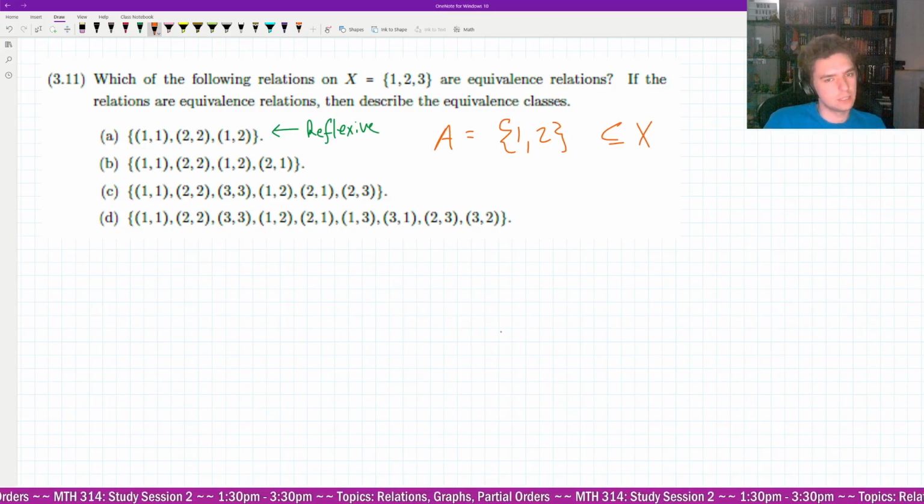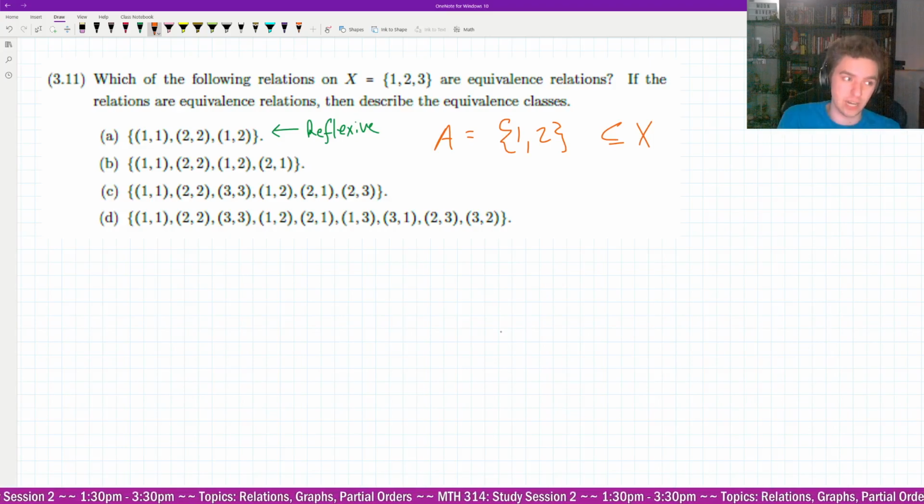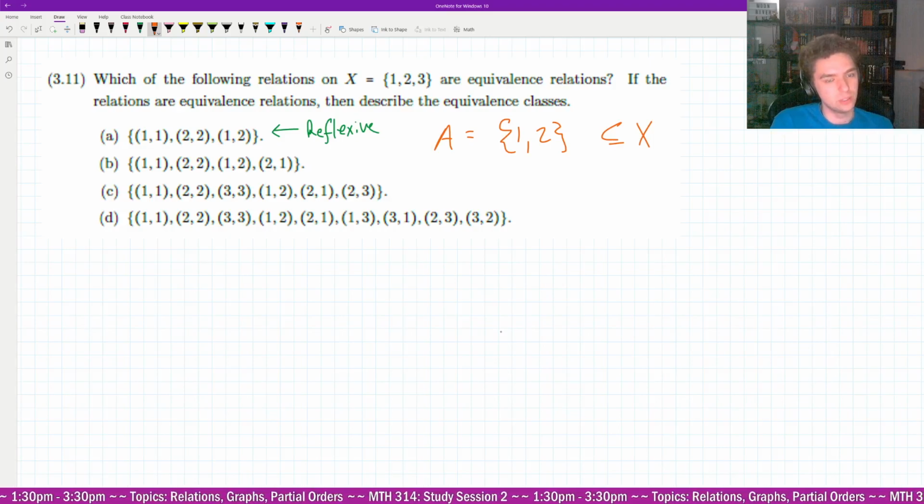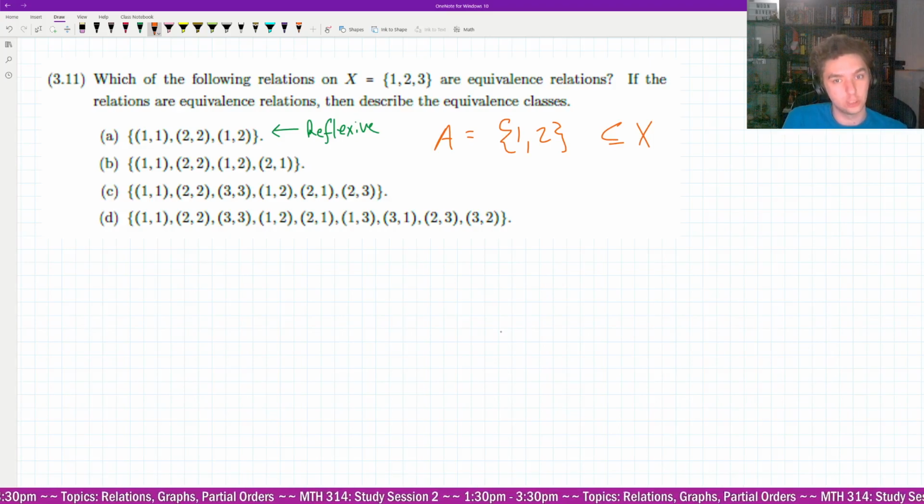Because it's a little bit confusing, it says it's a relation on X. So if it's a relation on X, then it should contain (3, 3) to be reflexive. But you have to sort of understand that this is actually implying to you, by the fact that 3 isn't mentioned here, that this is actually just a relation on {1, 2} instead of {1, 2, 3}.